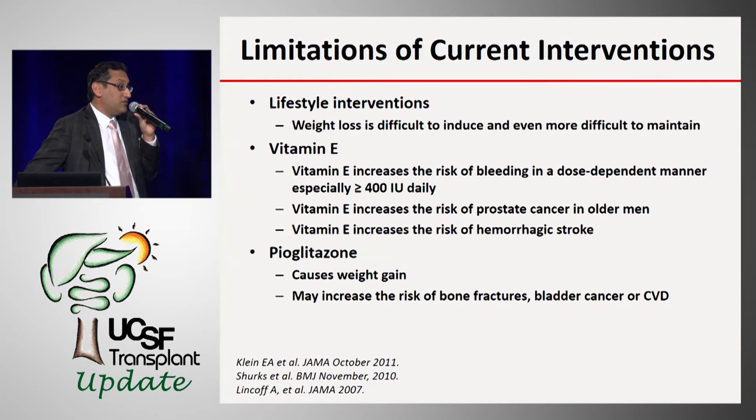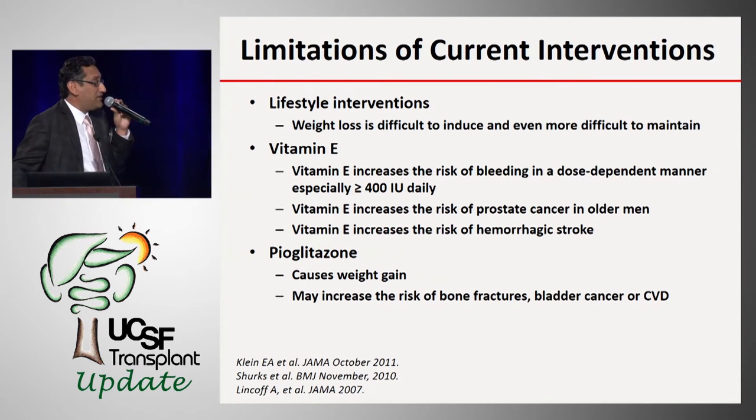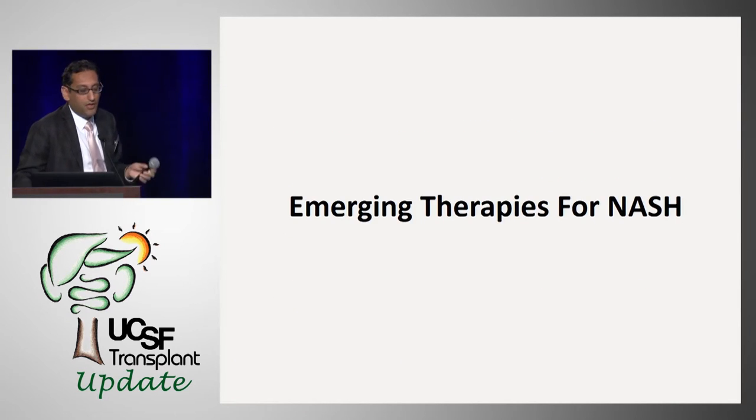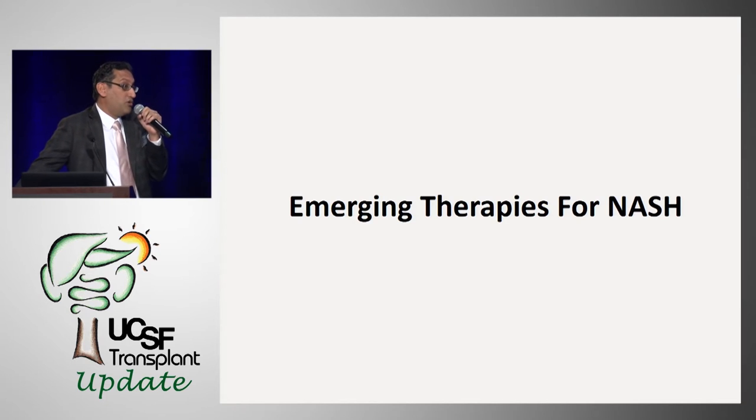With pioglitazone, the main problem is weight gain. There are different studies. In the PIVENS trial, the average weight gain was about 5 kilograms, and it also increased the risk of bone fractures. There is a black box warning for bladder cancer and cardiovascular disease, mainly heart failure. So we need more treatment.